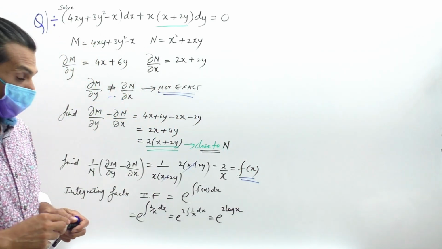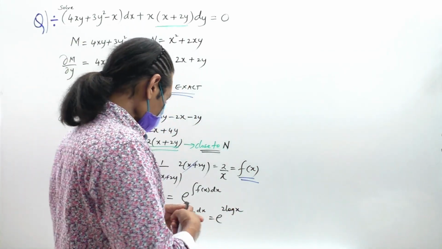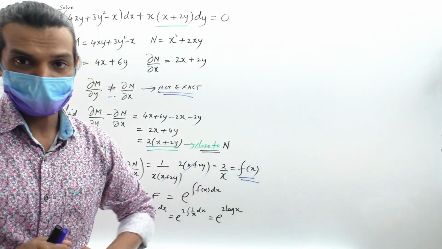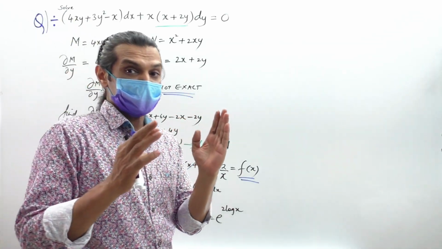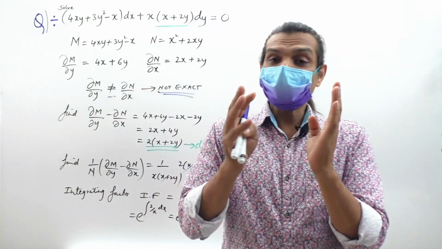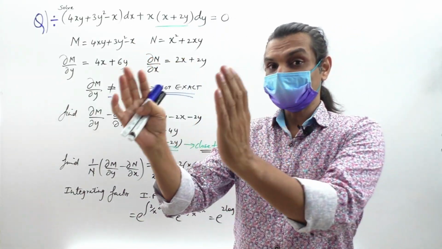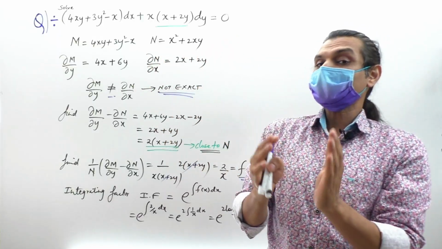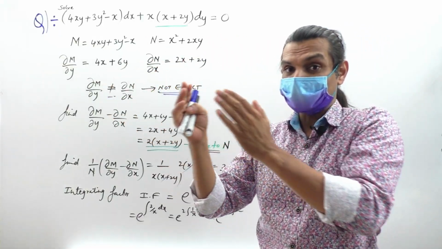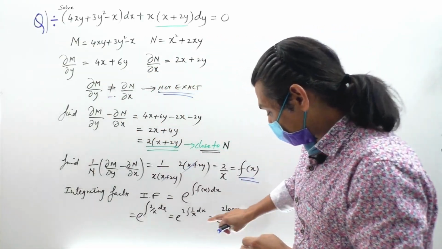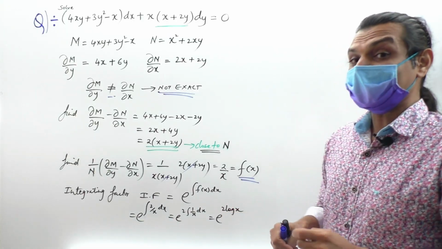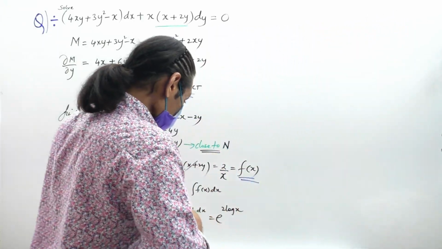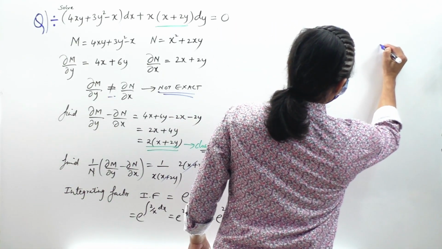Fine. Now the integrating factor is a value, e raised to 2 log x. As we discussed, e raised to log of something is that something: e raised to log of x is x only, e raised to log of x square is x square, e raised to log of x cube is x cube. e and log cancel. But here I cannot make that form, since 2 log x is there. So what I will do, I will use the property of logarithm. You know the property of logarithm. What is the property of logarithm?